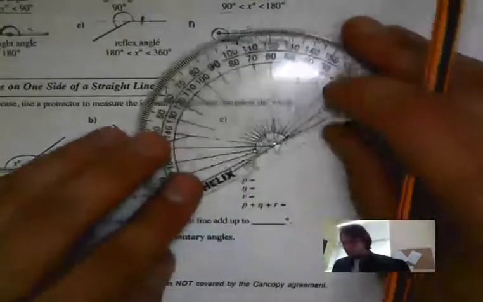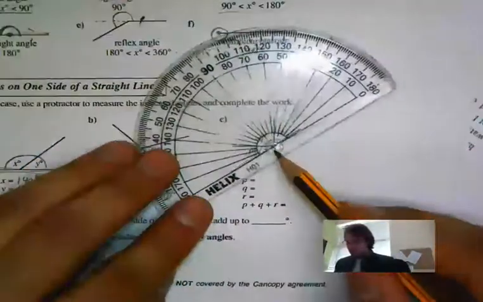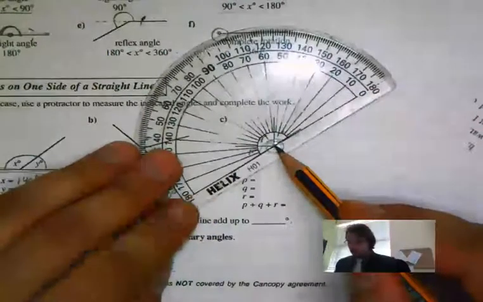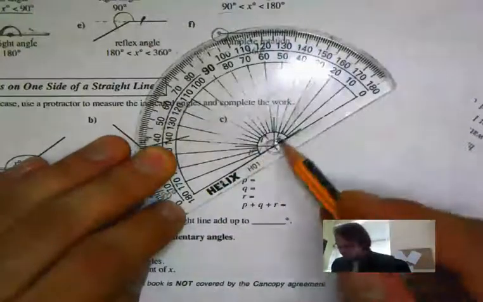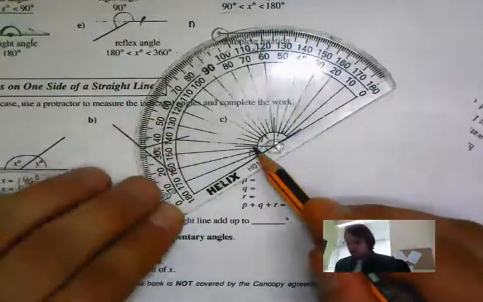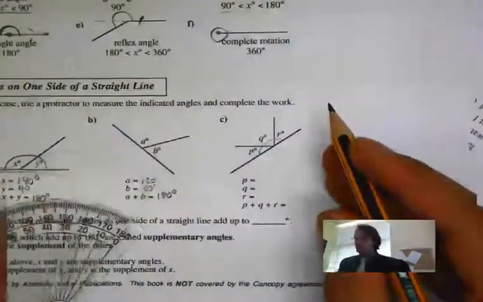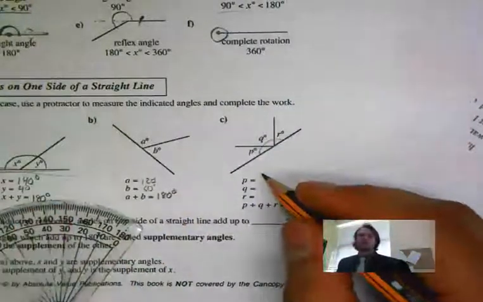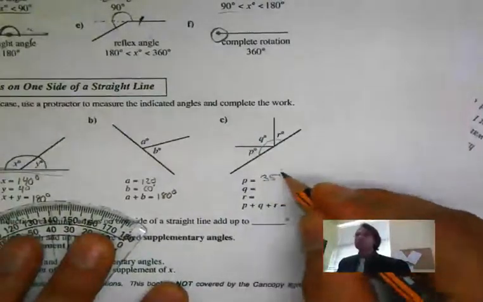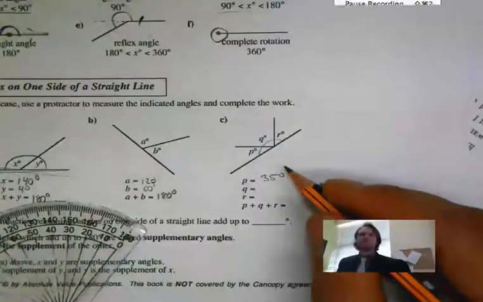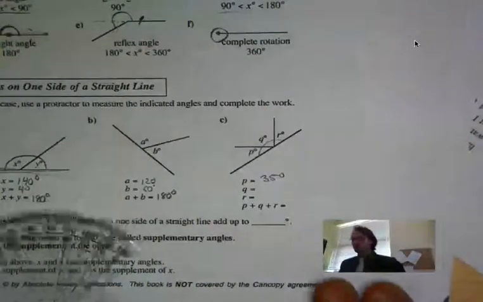So first I'm going to measure angle P. I put my point on the vertex, and I follow zeros on the outside for that one. My line goes there, and we have to follow the outside, which is around 35 degrees. So P is 35 degrees. So angle P is 35 degrees.